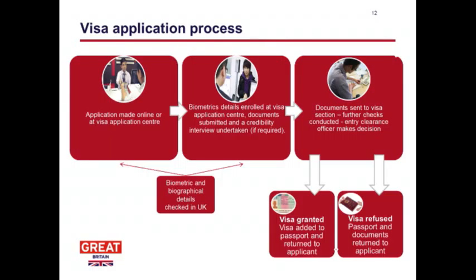The biometric and biographical details will be checked in the UK, and in the meantime the documents will be sent to the visa section for further checks and for decision making. And one of two occurrences will happen. The visa will be issued, in which case the passport will be returned with the 30-day vignette and also the letter confirming where the residence permit is collected from.